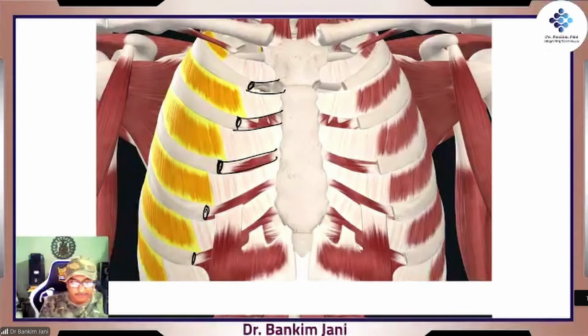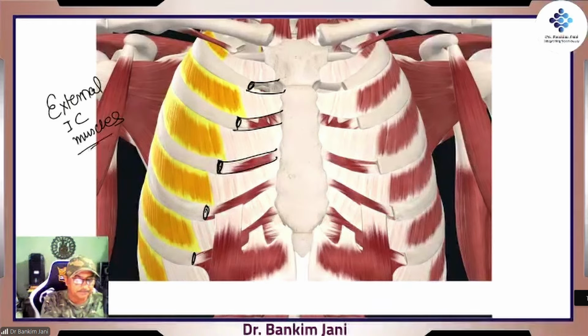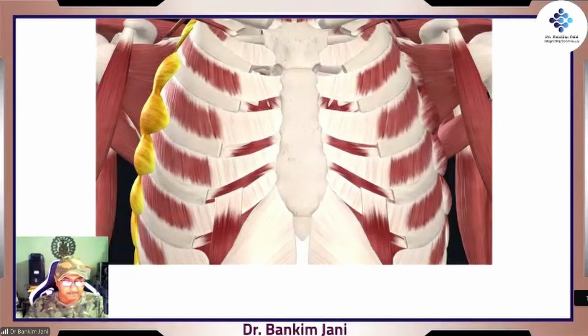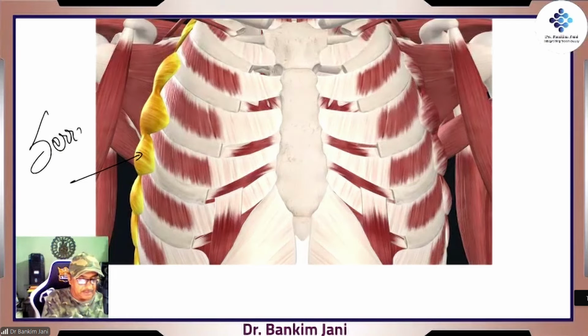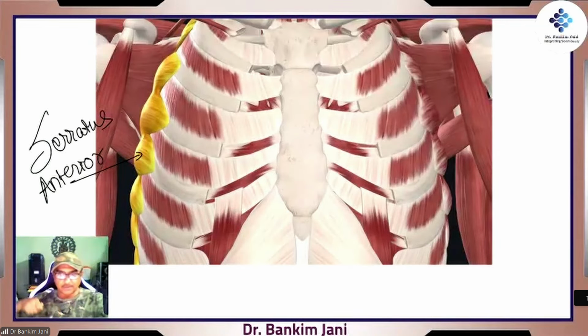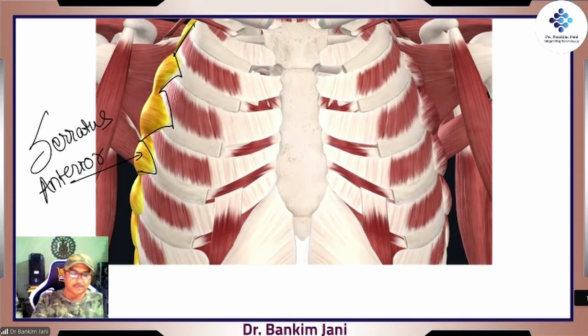Okay. So now we are talking about the external intercostal muscles. Then see this, the muscles over here. These are the muscles which really create the ridges when you are standing, right? Those ridges on the upper side, this is the serratus anterior. Serratus means saw, with teeth cut into it. They are called serrations. So that is what is called the serratus.